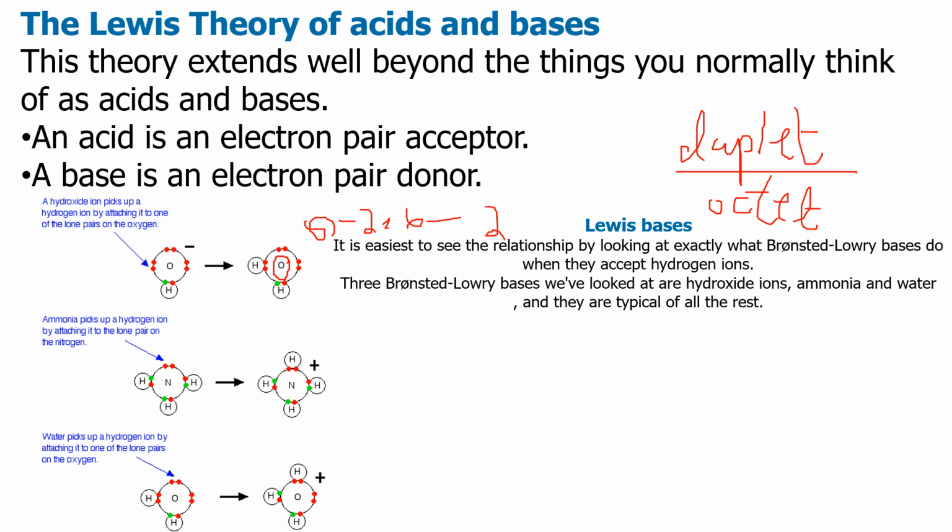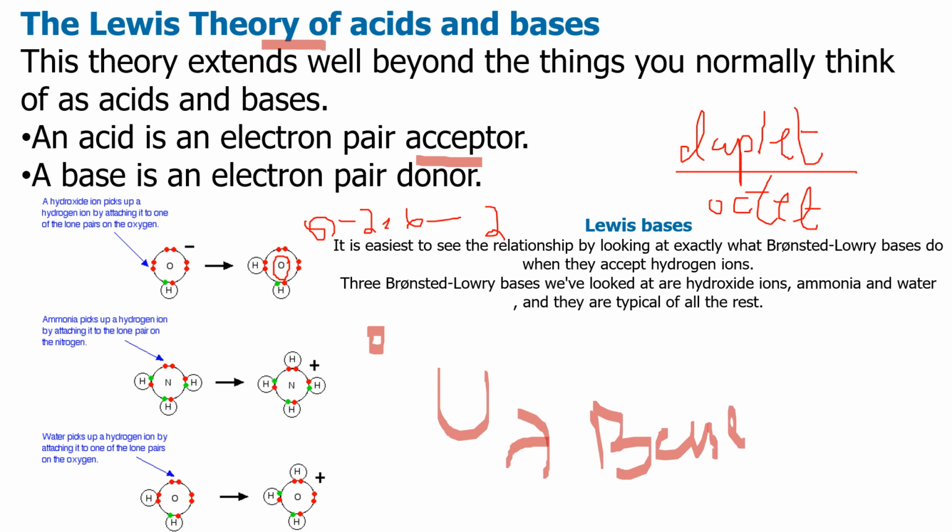And the Lewis theory tells us that if we have an acid, it will accept the lone pair. That means the oxygen here is working as an acid. If an atom gives a lone pair, that means that is a base. This is the simple concept of Lewis theory.